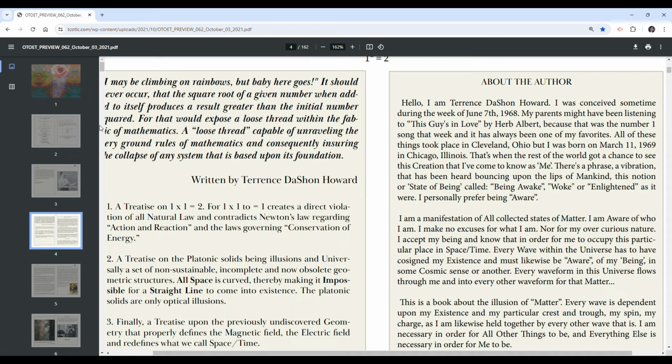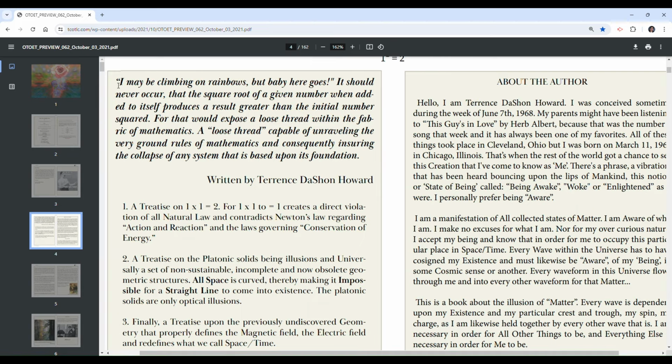He quotes, by the way, thank you to everyone in my comments who verified this, "climbing on rainbows." This is a line from a song by the band Bread, a rock and roll band from the 70s. Terrence Howard didn't even mention that here. He did put quotation marks around it, but he also put quotation marks around "loose thread," which I don't think is a quote from a song. So he's pretty inconsistent about what he's doing here.